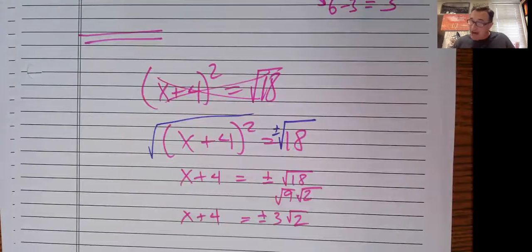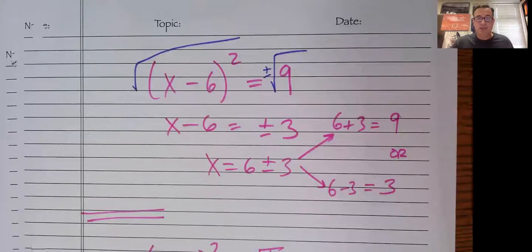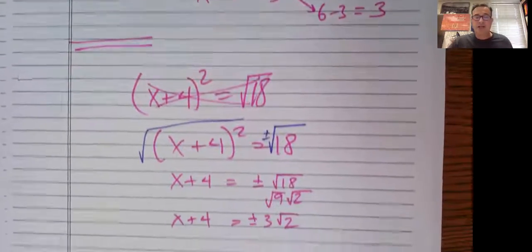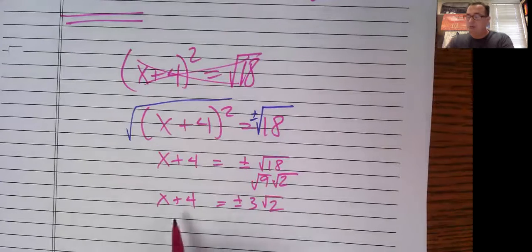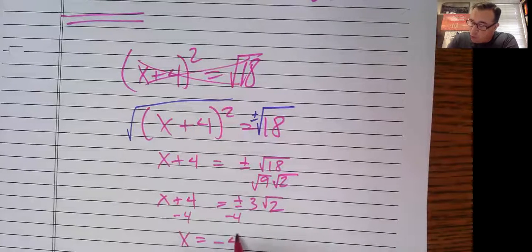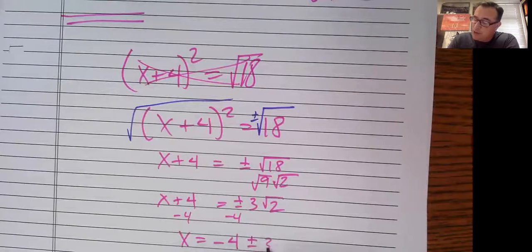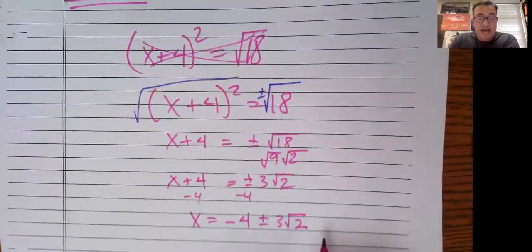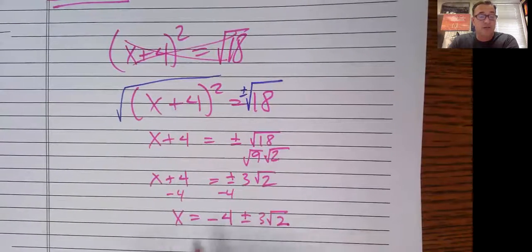Now, in this case, there's a lot going on there, but in principle, it's not any different than what I did up here with the 6 and the 3. It's just that I'm not going to have like terms to combine. When I bring this over here by subtracting 4, this does not combine with 3 root 2. This has a root, this does not. So x is equal to negative 4 plus or minus 3 square root of 2. And that is my two possible answers, negative 4 plus 3 root 2, negative 4 minus 3 root 2.